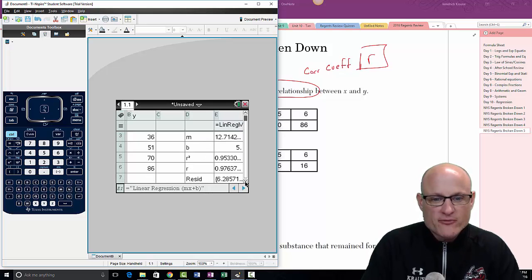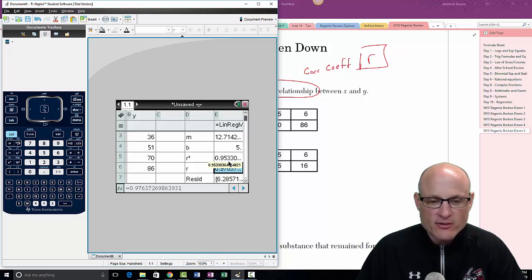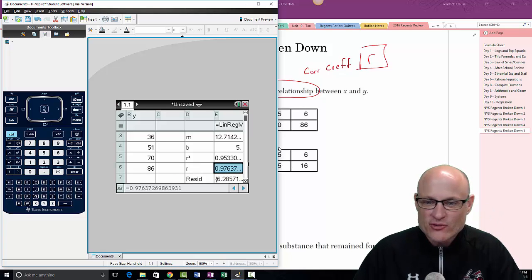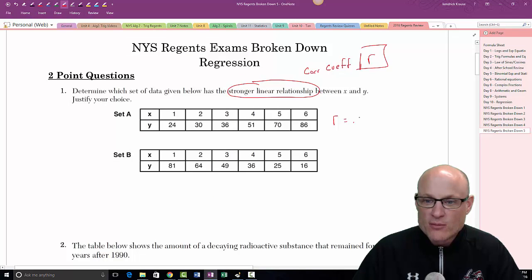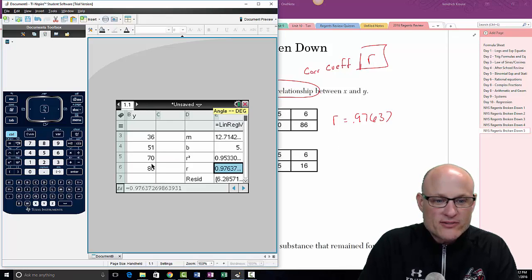So the R value here for this one is really high. It's 0.97. Note that this is not the variance. We don't want the variance. We want the correlation coefficient. So R equals 0.97637. So now we have to do this one, which is a slightly different group, but since it's still the same 1, 2, 3, 4, 5, 6, I'm just going to keep those in there.